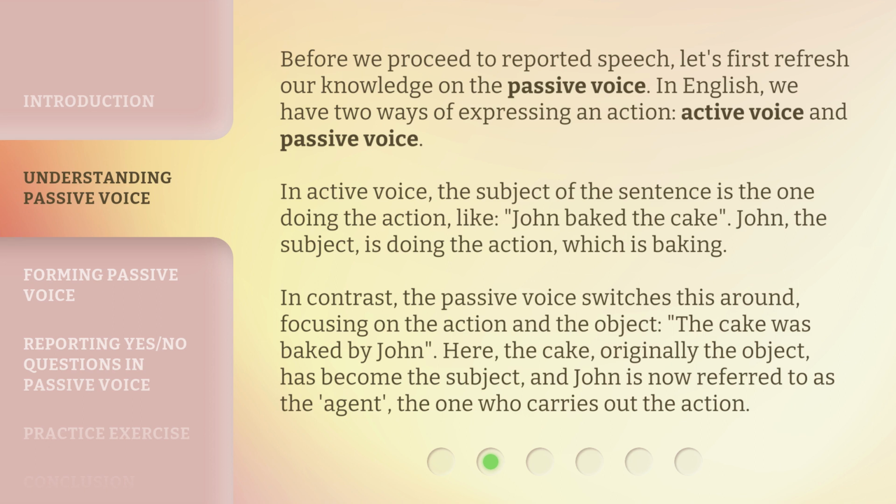In contrast, the passive voice switches this around, focusing on the action and the object. The cake was baked by John. Here, the cake, originally the object, has become the subject, and John is now referred to as the agent, the one who carries out the action.